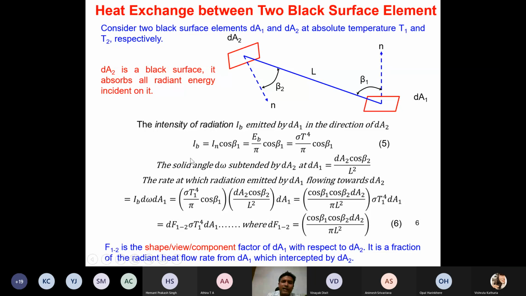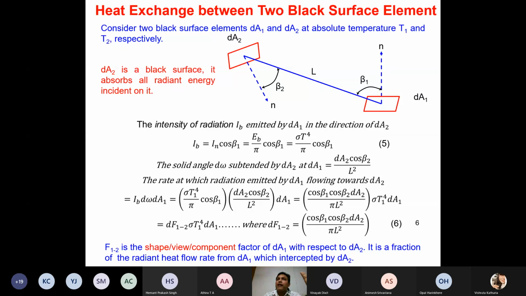Now you can see clearly the rate at which the radiation is emitted by dA1. In general, that is given by just sigma T1 raised to the power 4 into dA1, isn't it? But not all that radiation emitted will be intercepted by dA2. How much of it will be intercepted by dA2 is captured by this particular factor dF12. Is it clear to everyone? Yes, sir. So can you see why this additional factor is important here?